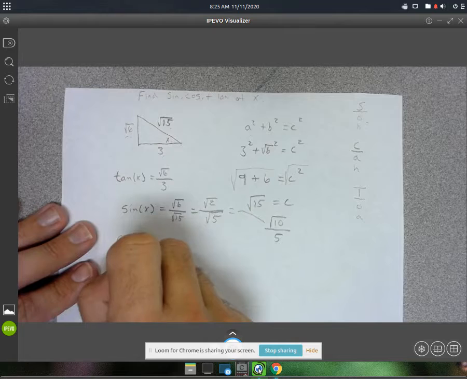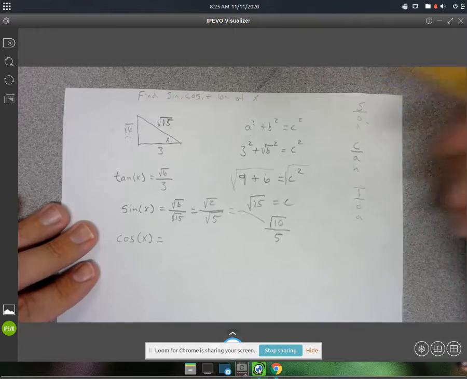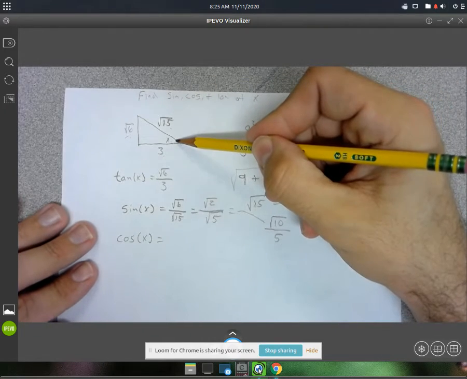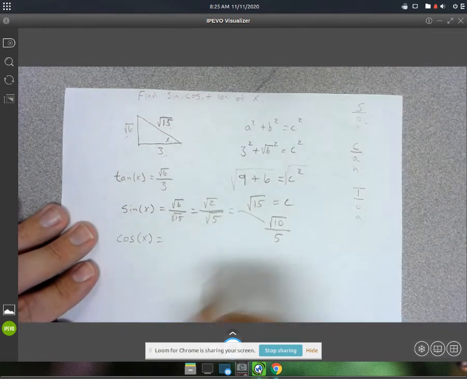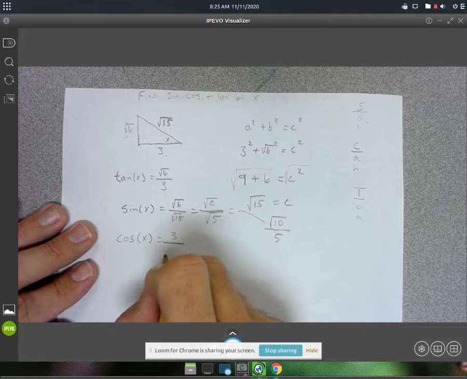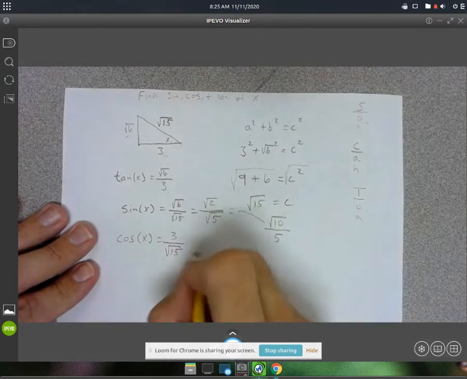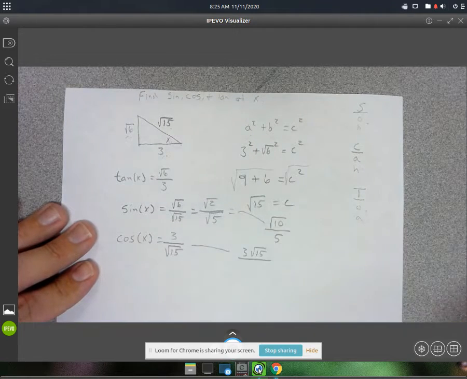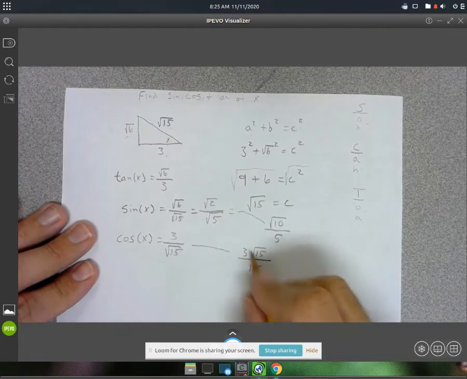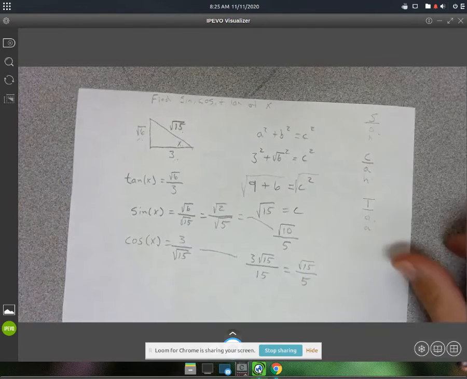Cosine. So cosine is adjacent over the hypotenuse. From x, adjacent is going to be this 3, because that's the side that's connected to that angle. So it would be 3 over root 15. And then if you wanted to rationalize it, that would be 3 root 15 over 15. Then you can simplify the 3 and the 15, so it'd be root 15 over 5.